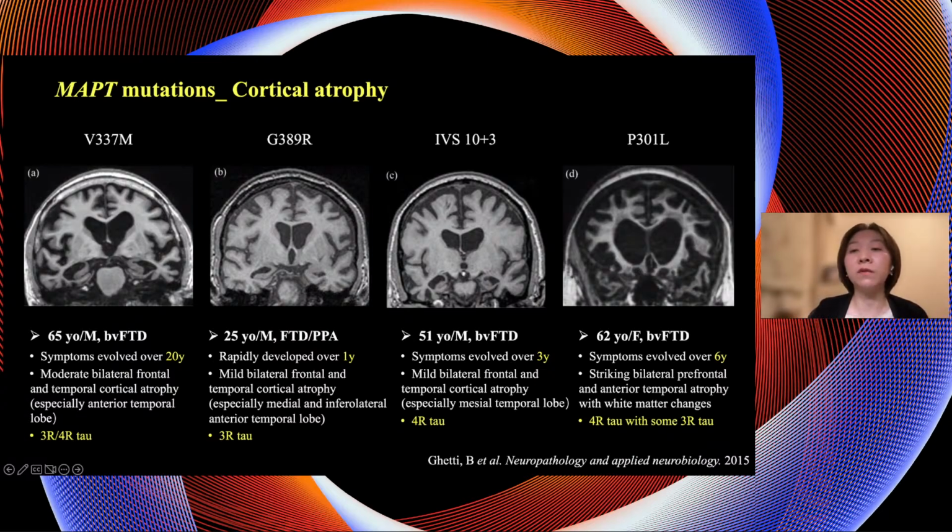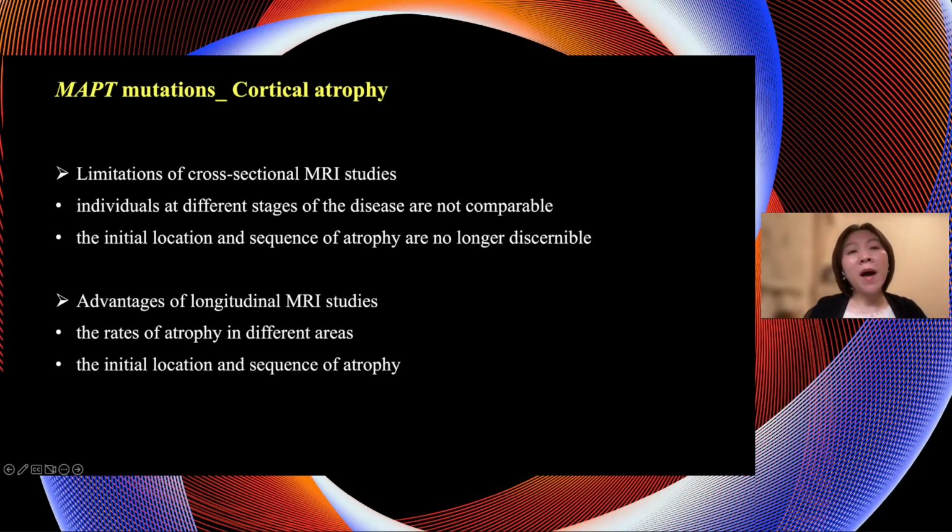So it may not be successful to correlate structural MRI with a biologic aspect of hereditary tau pathology, because of the different rates of atrophy and sequences of anatomic involvement, which are highly variable even in cases of the same mutation. That is why there are limitations if you only do cross-sectional studies. Individuals at different stages of the disease are not comparable, so the initial location and sequence of atrophy can no longer be discovered.